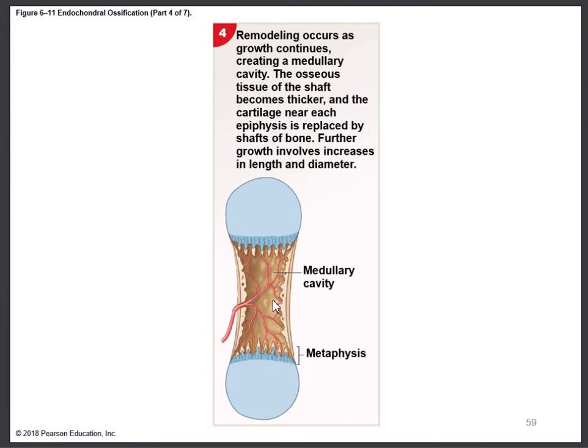In this step, basically what we have is remodeling. We form the medullary cavity. You can see the blood vessels extend up now. They're going up towards the epiphyses over here, and we're getting a thickening of the dense bone along the shaft, making the shaft a bit stronger.